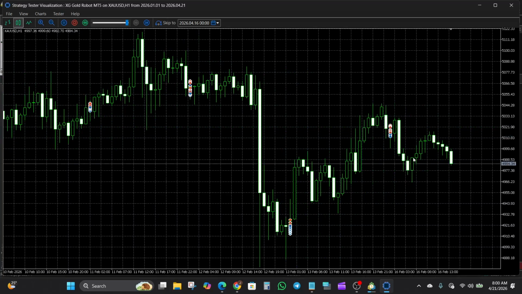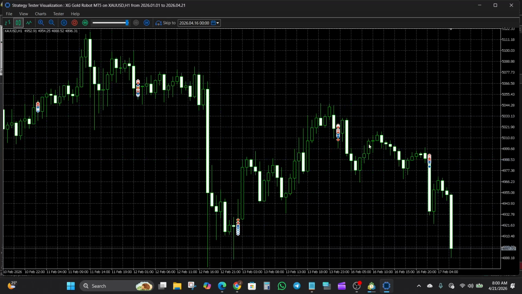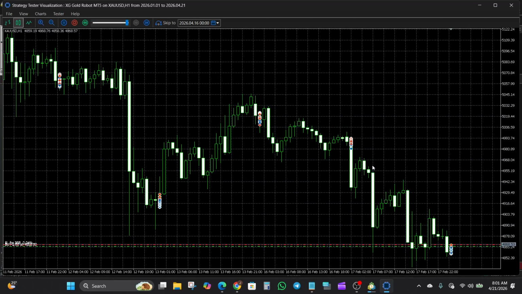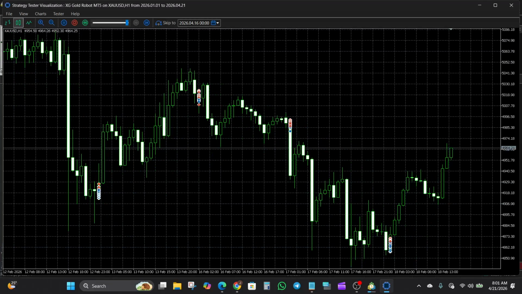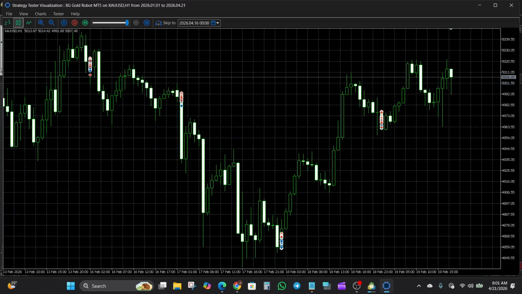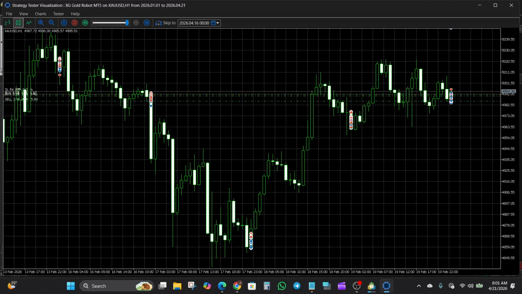You can see that this EA is a trend following EA. Mostly in trending markets, you're going to see this EA performing better compared to consolidation markets. So overall, the EA is designed to operate best when there is clear structure, sufficient volatility, and meaningful price movement.